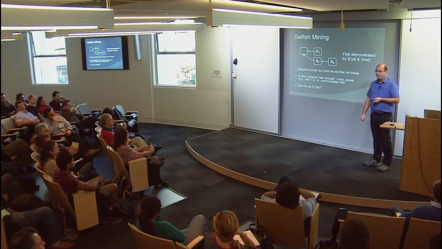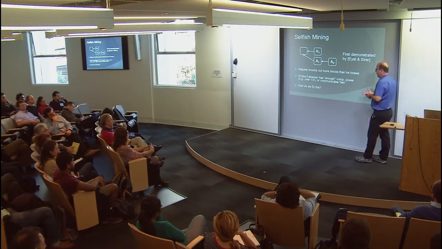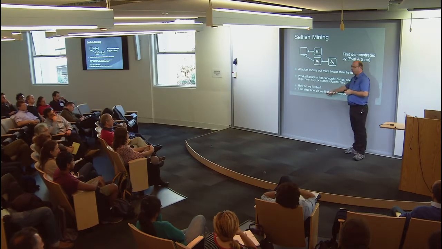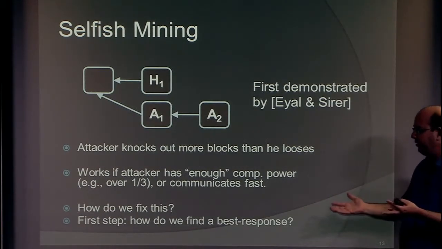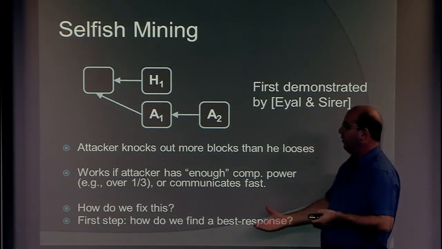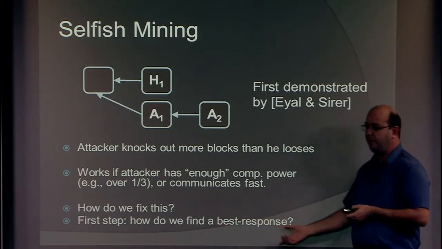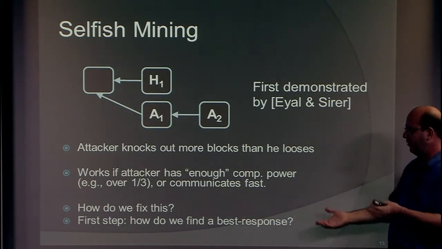So we're interested in fixing the selfish mining problem anyway, but maybe the first step to fixing it is to understand how do we know if we have the right solution? So what we need to do is to be able to compute a best response to protocols in the Bitcoin space.